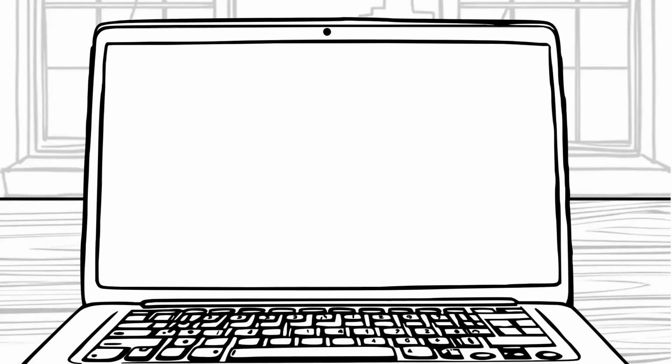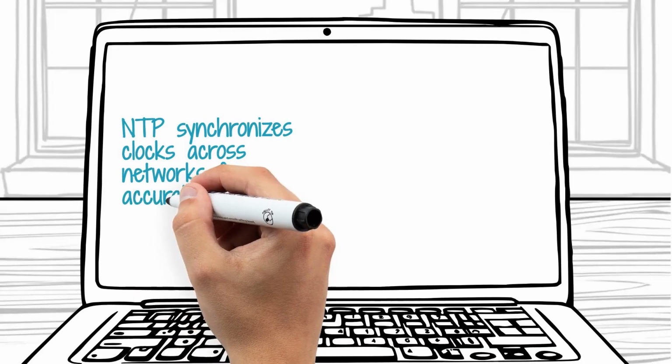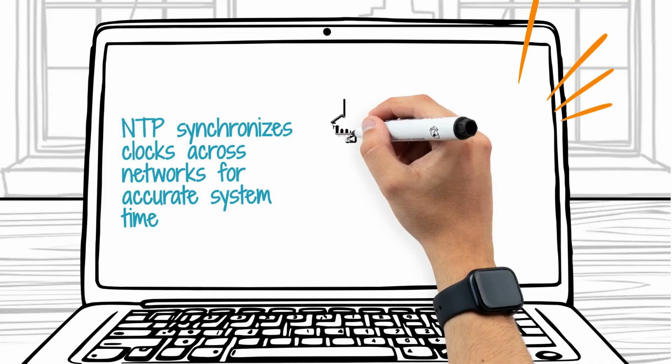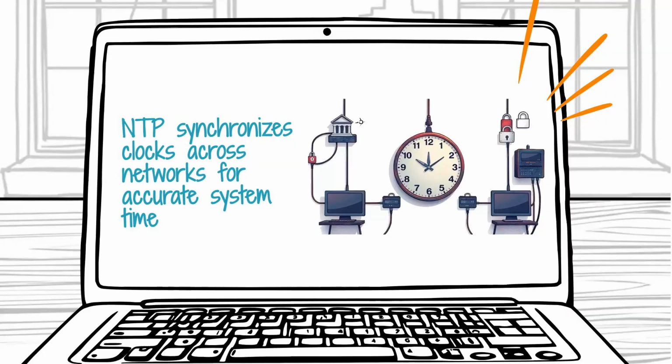NTP, Network Time Protocol. NTP keeps computer clocks synchronized across networks. Accurate time is essential for banking systems, security certificates, logging events, and many internet services. Without synchronized clocks, many secure systems would fail.